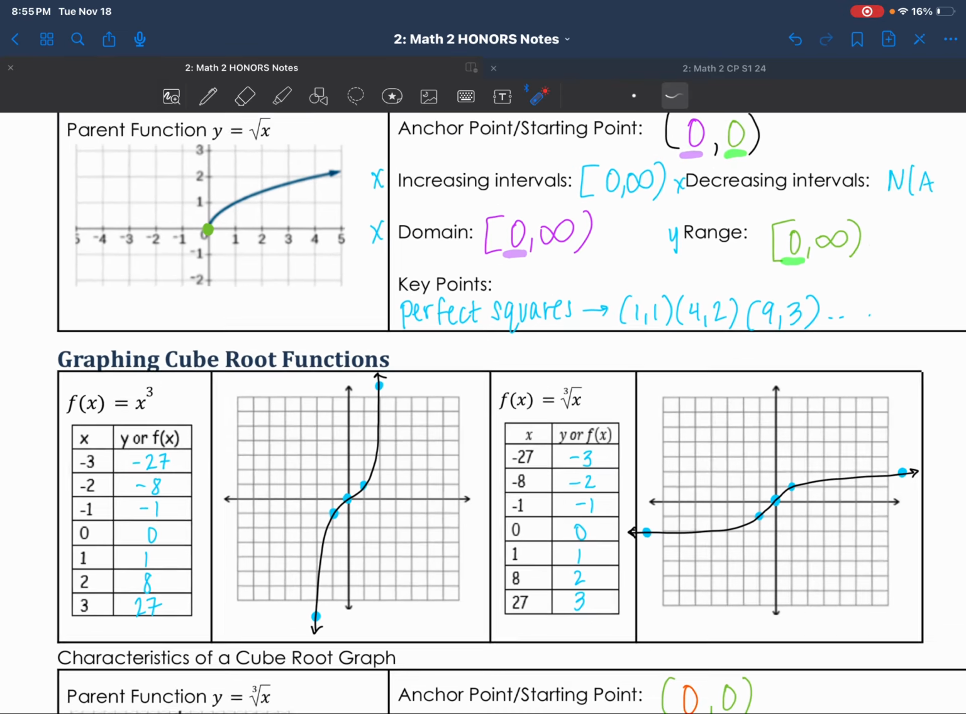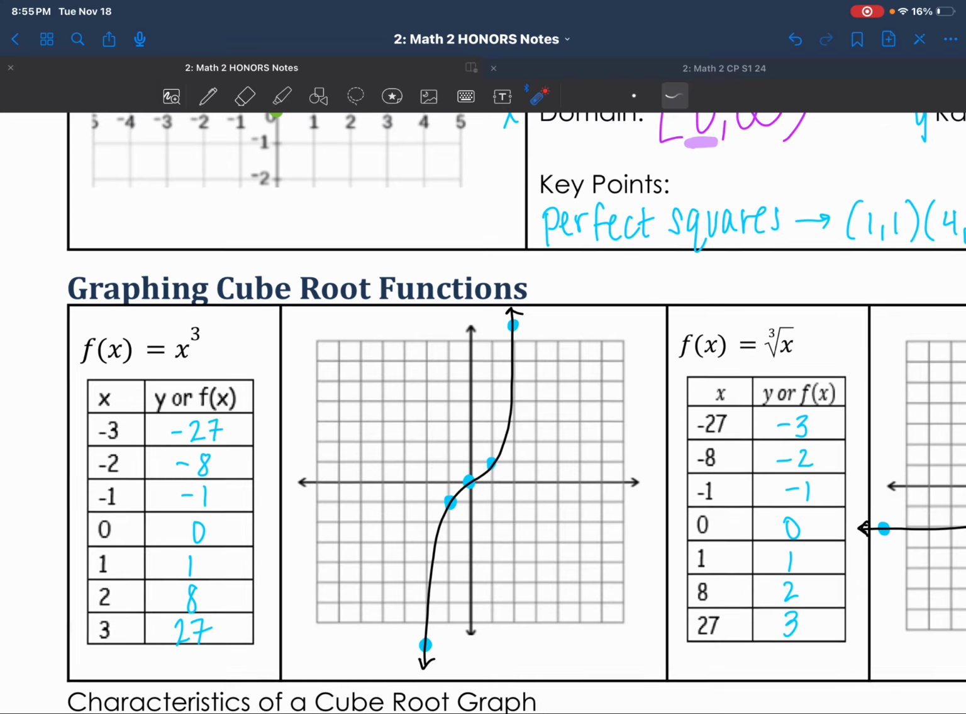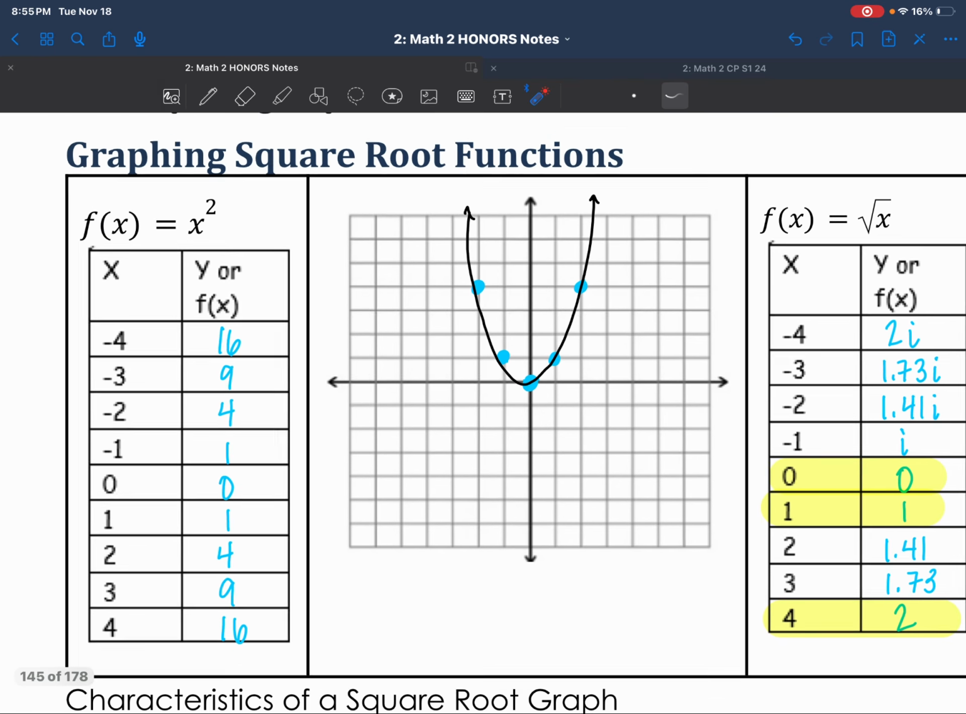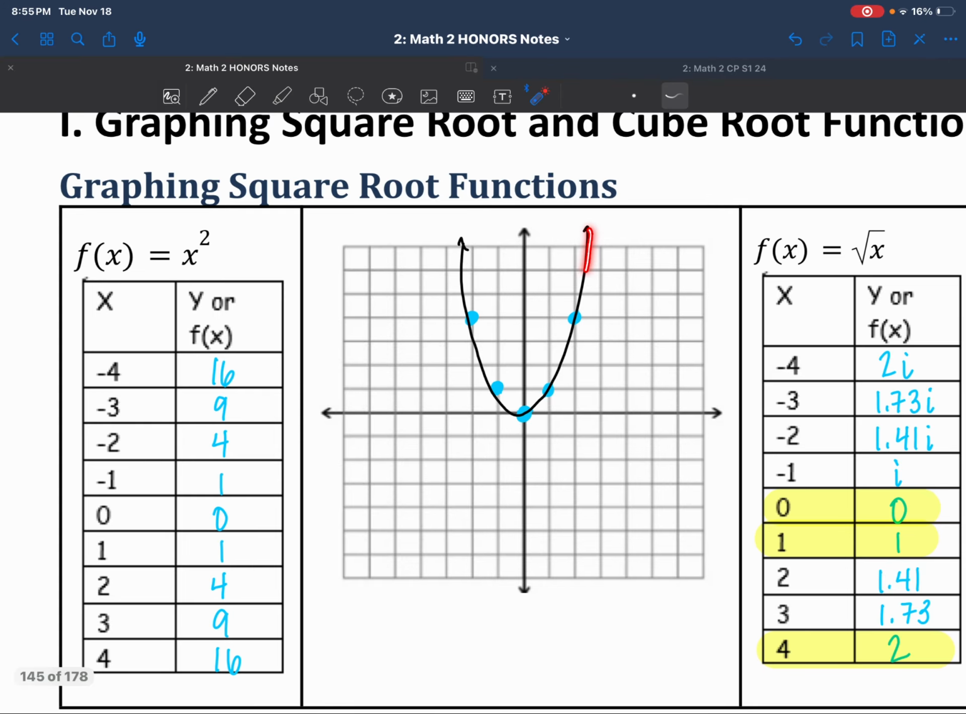All right, now we're going to talk about cube root functions. You can think of this one as if you were to take this part of your parabola and then bend it down this way.